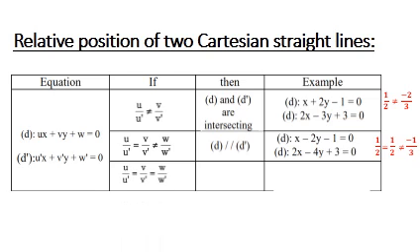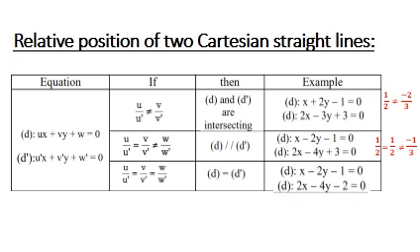Now, if the three ratios, u over u prime, v over v prime and w over w prime, are equal, then the two straight lines are said to be confounded, as you see in this example. If I put all of them over each other, the ratio is 1 over 2, then the two straight lines are said to be confounded.